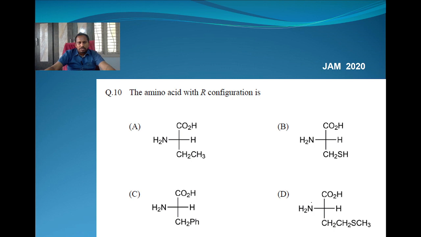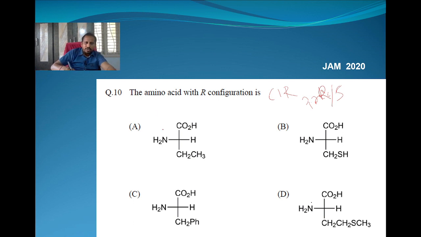In this question we have 4 amino acids presented in Fisher projection. Which amino acid has absolute configuration R? To solve this question, you have to know how to determine RS configuration, the CIP rule, absolute configuration R and S, as well as the priority order.